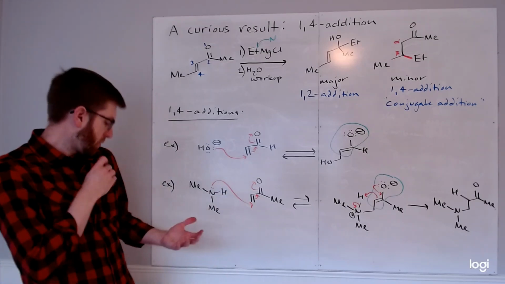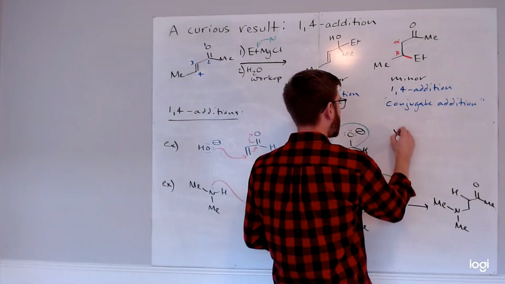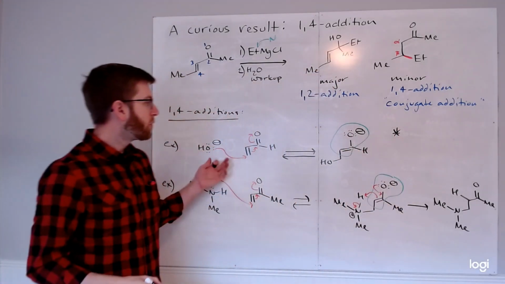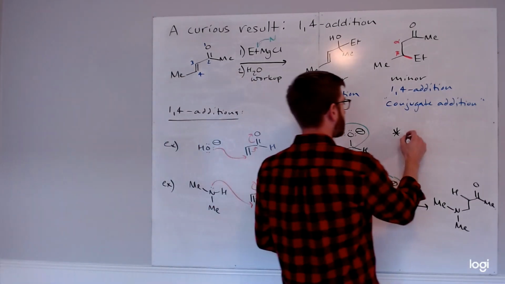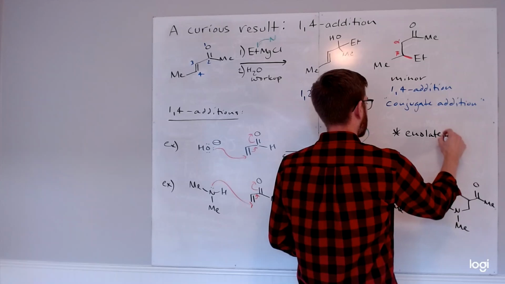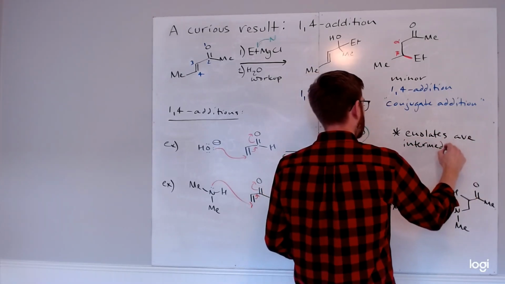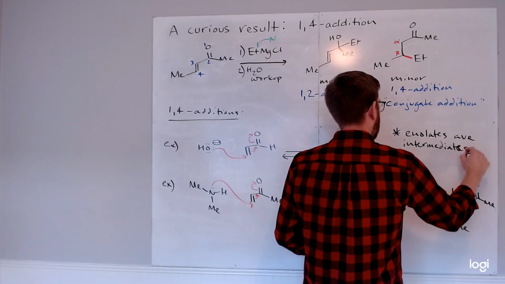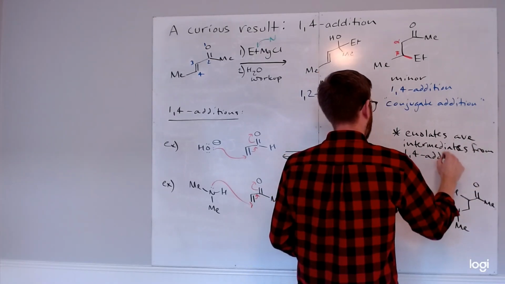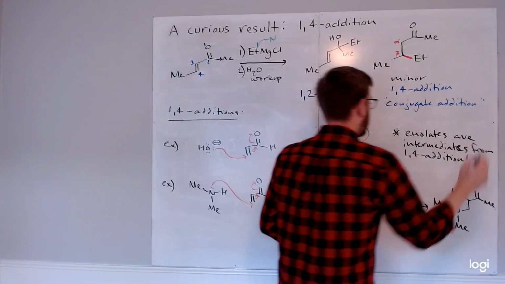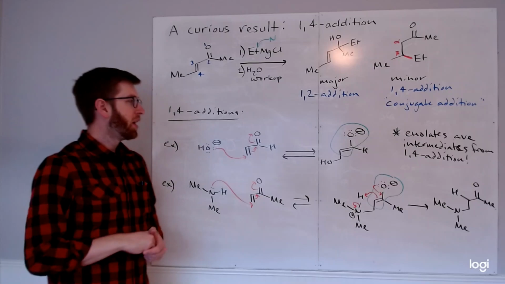So one of the other takeaways I just want to make sure that we have up on the board here is that there's an intermediate that forms when we do conjugate addition, and that intermediate is an enolate. Enolates are intermediates from 1,4 addition. And we will see examples where that's kind of an important concept here shortly.